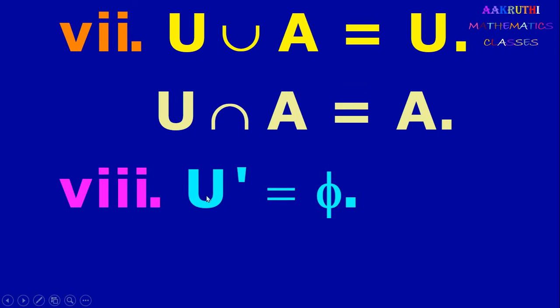Next is the complement of the universal set. That is U minus U. U dash means U minus U. We get the empty set. So the complement of the universal set is the empty set. And the complement of the empty set is the universal set. That is the definition: A dash means U minus A. Therefore, the empty set complement is U minus the empty set. We get U only. So the universal set complement is the empty set, and the empty set complement is the universal set.